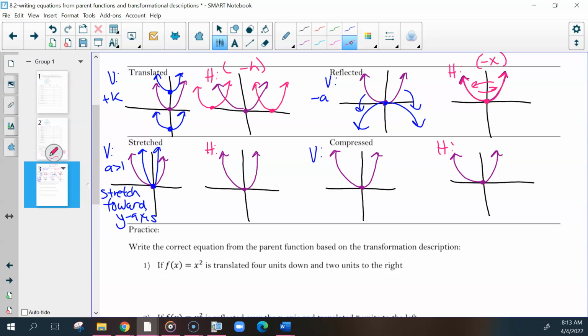Your horizontal stretch does a little bit different. Because your horizontal stretch gets wider because it's stretching out towards your x-axis. I said y, I meant x.